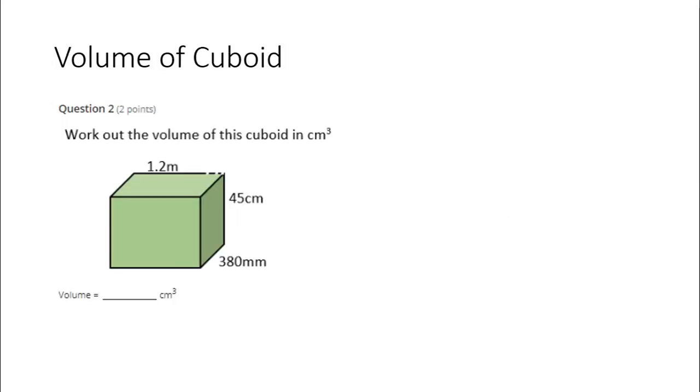Next question is about the volume of a cuboid. Now, this is a cuboid. It's not quite a cube because a cube would have equal sized and shaped faces on all sides. And this has got rectangular faces on all sides, and they're not all the same. So it's a rectangular prism, or a cuboid.